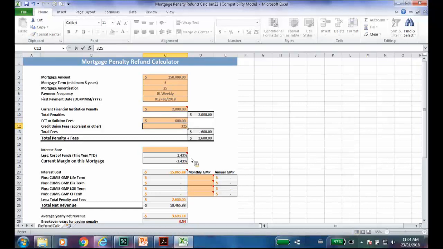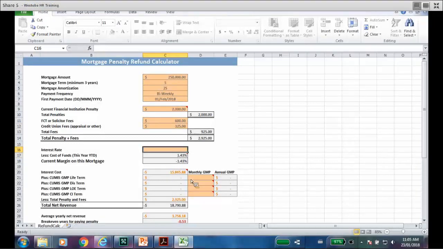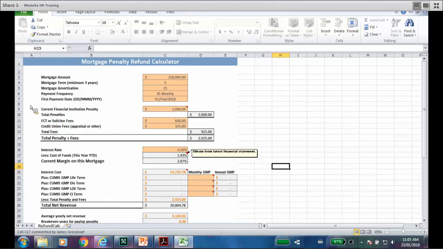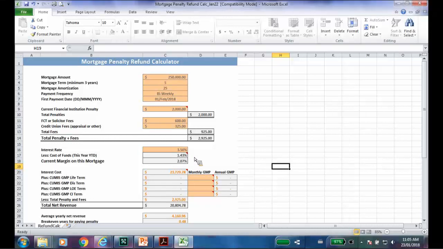The interest rate on this particular mortgage is 3.50%. Then what the calculator does is it subtracts the cost of funds. Cost of funds is something that updates monthly. That is the actual cost Westoba is paying to fund all of our deposits. That's important to take into account when we look at the actual margin on this mortgage. So this mortgage, for example, has a margin of 2.07% after we subtract cost of funds.